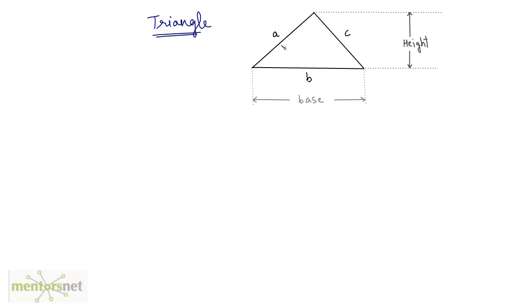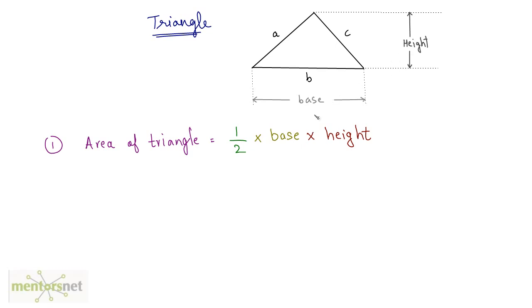So this is a triangle with sides A, B, and C, and we have been given the height of this triangle as well as the length of the base. The first formula to calculate the area of a triangle is very easy: area of a triangle is equal to half into base into height, if you have been given the base and the height of a triangle.